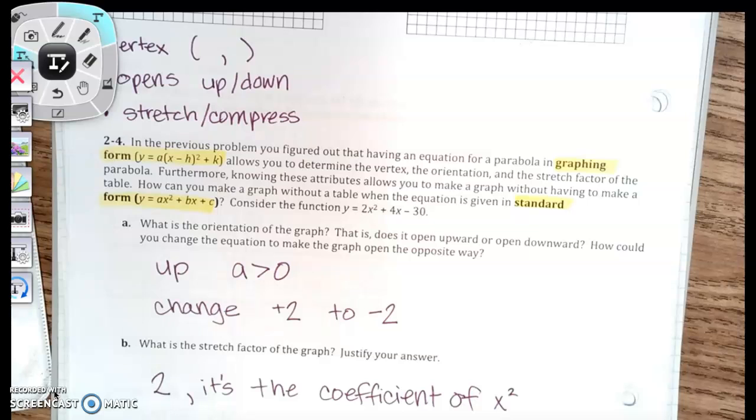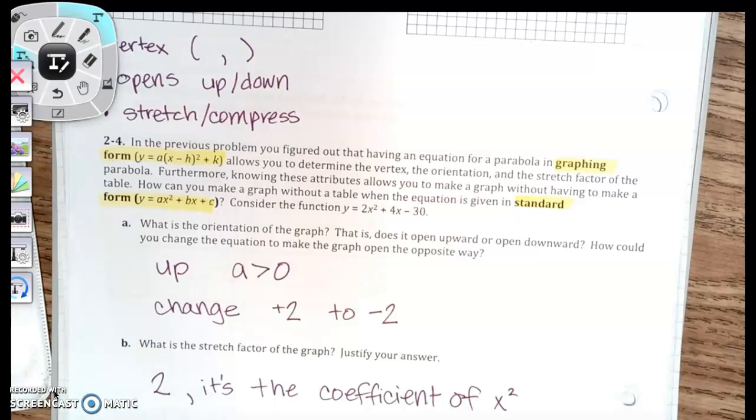For 2-4, it says, in the previous problem, you figured out having an equation for a parabola in graphing form, which is y equals a times (x minus h) squared plus k, allows you to determine the vertex. Sometimes you'll see it called graphing form. Sometimes you'll see it called vertex form. They kind of go back and forth. Okay, it'll also give you the orientation and the stretch factor of the parabola. Furthermore, knowing these attributes allows you to make a graph without having to make a table.